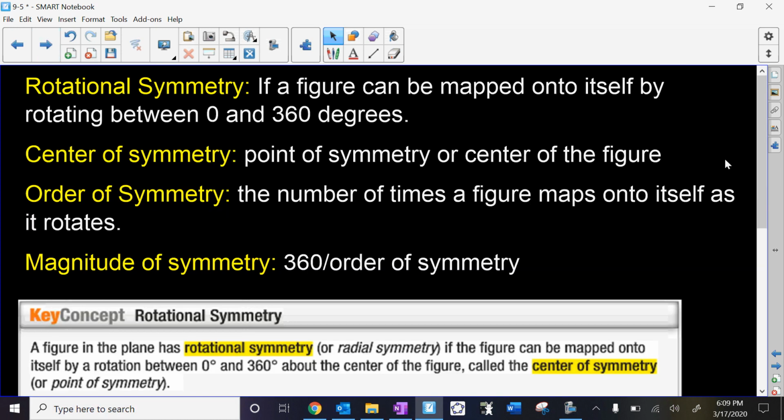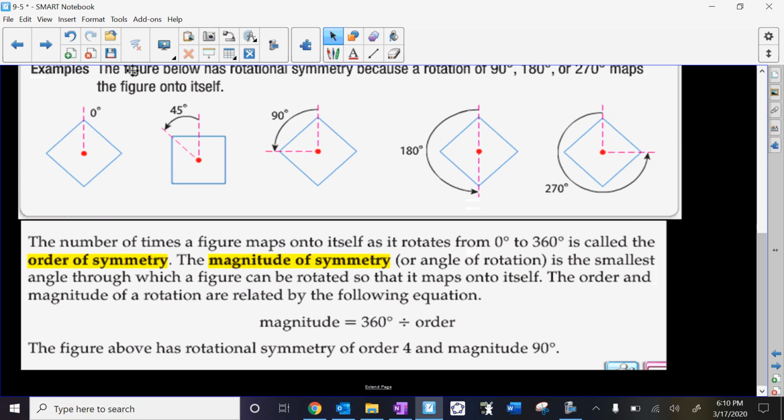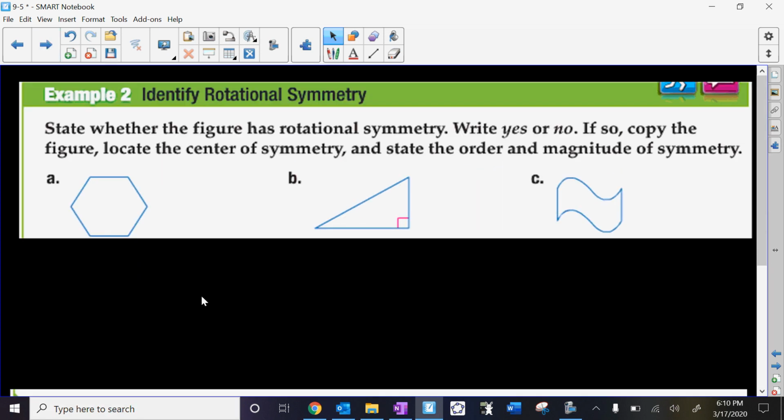The next type of two-dimensional symmetry is what we're calling rotational symmetry. Rotational symmetry, it sounds just like what it is. You're trying to rotate a shape so that it lines back up with its original. We're going to have what we call order and magnitude of symmetry. Order is the number of times that you can spin your shape, and your magnitude is taking 360 divided by the order. That will get you the one angle measure between each spin. So we're going to look at a couple problems that deal with rotational symmetry.